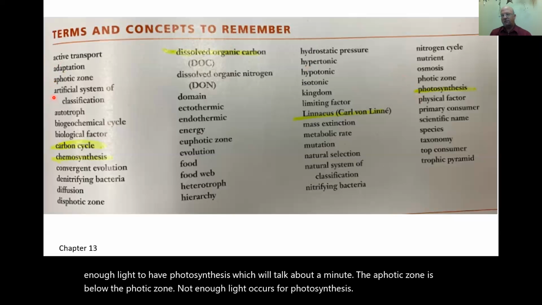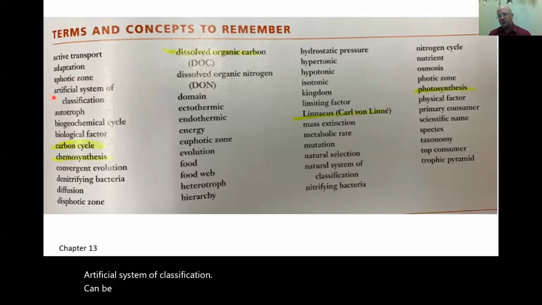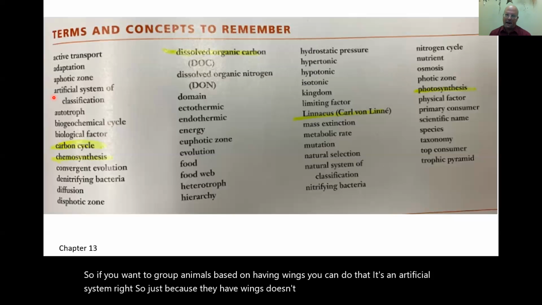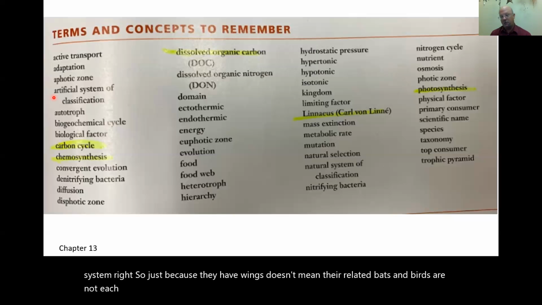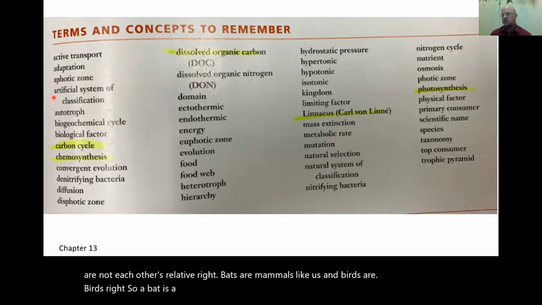Artificial system of classification can be a variety of things, but what you need to know for this is it's how we kind of group things. So if you want to group animals based on having wings, you can do that. It's an artificial system, right? So just because they have wings doesn't mean they're related. Bats and birds are not each other's relative, right? Bats are mammals like us, and birds are birds, right? So a bat is a mammal, not a bird. So that's an artificial system of classification.